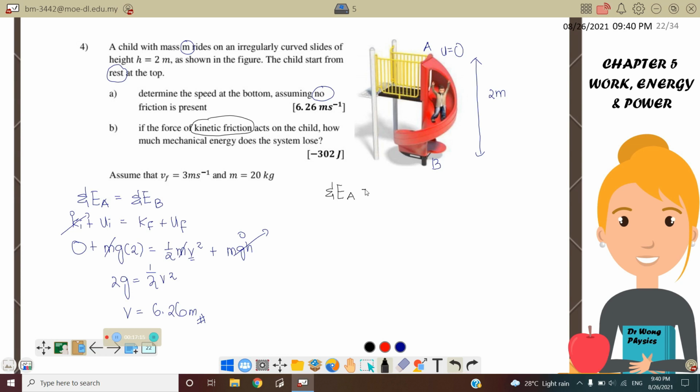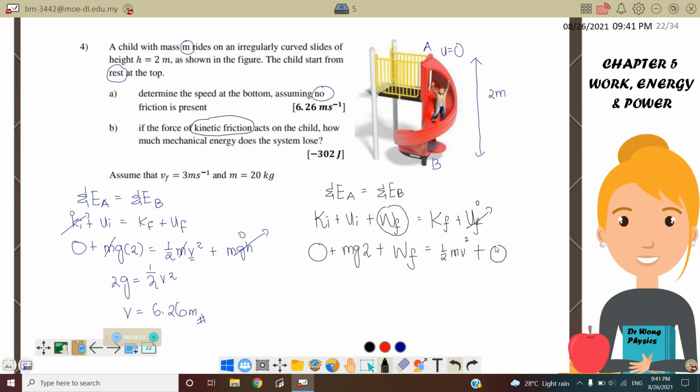So similarly, the total energy at point A is equal to the total energy at point B. But this time, you must take kinetic energy plus potential energy plus work done. This work done is to overcome the frictional force, equals K final plus U final. Kinetic energy as usual is equal to 0. Potential energy is mgh, where h is 2 meter, plus this is the value that we want to find, the energy loss due to the friction. So we just leave it: the work done due to the friction equals kinetic energy, half mv squared, plus potential energy, which is equal to 0, so we just put 0.